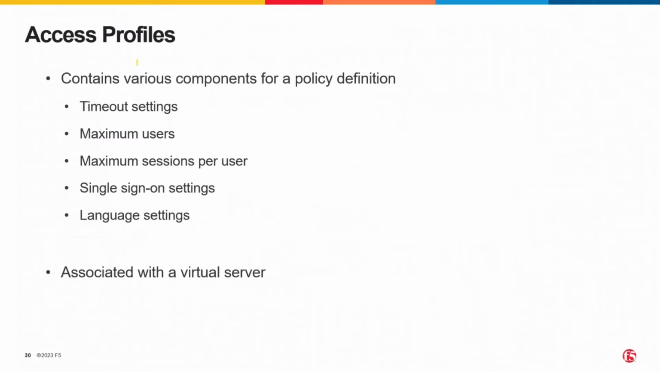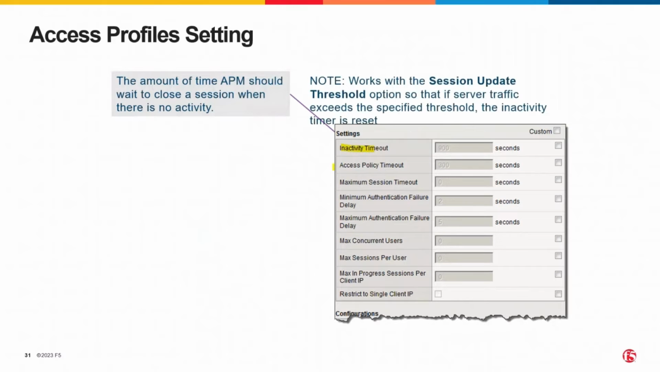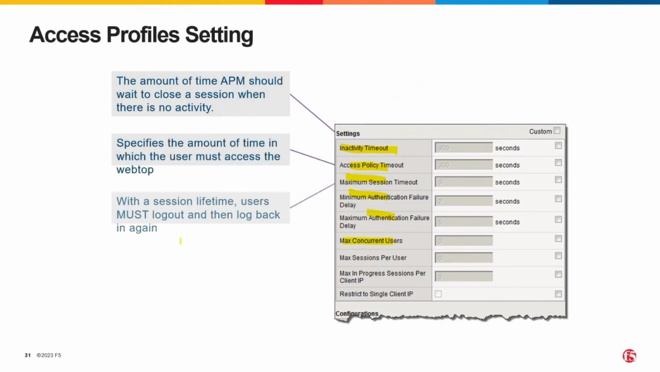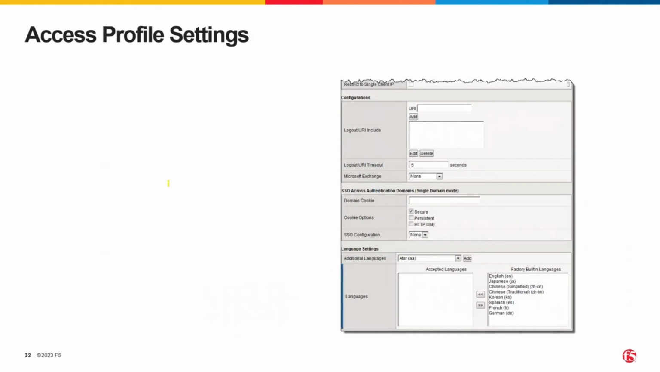Yeah, those are the components: access profiles, of course, and settings. So some general settings according to user session, right? What's the timeout, the access policy timeout, maximum concurrent users, and so on. This is being set under the profile settings. Later on, I will show you how it looks exactly. So yeah, this is still the access profile, right?